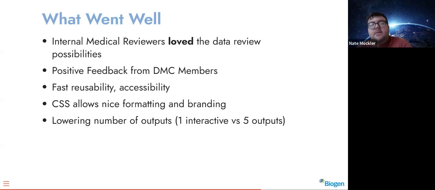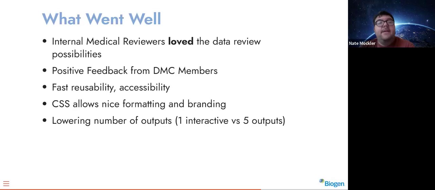A big thing is lowering the number of outputs. If you can take one interactive shift table and break it up by subgroup, by lab, potentially by treatment, and create something with different tabs, I think that saves a lot of time because you only need to qualify or validate it once, as opposed to maybe 5 outputs. Overall, you can lower person time and person hours.